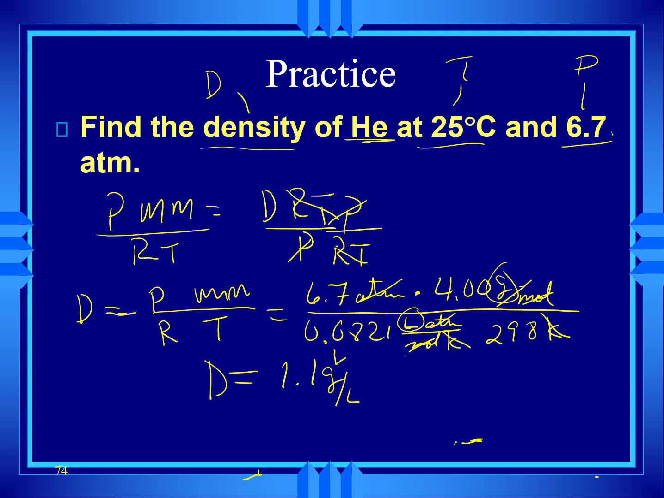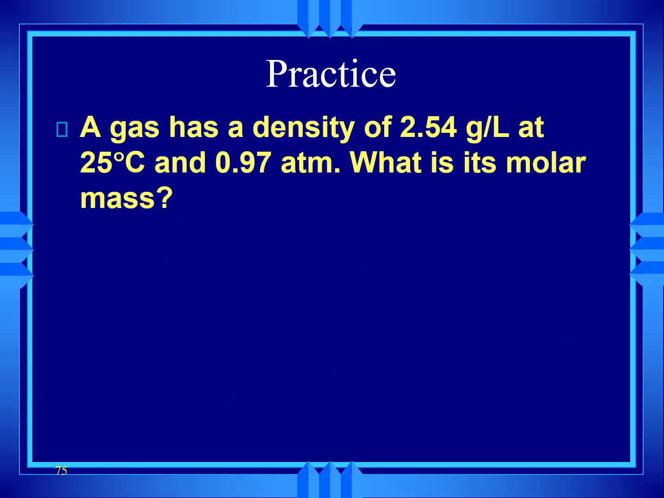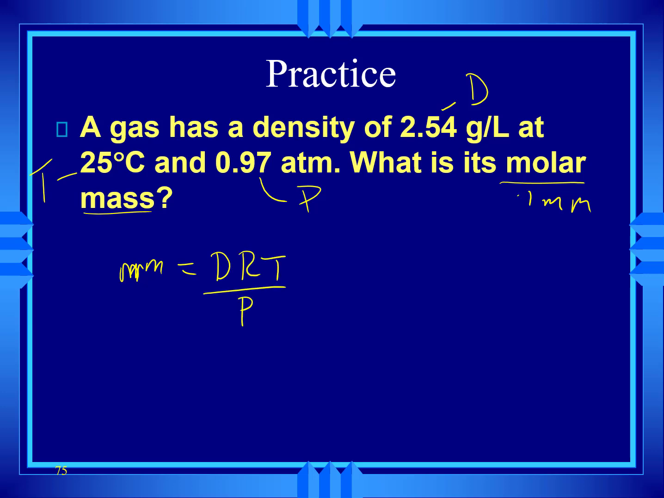And I can do it the other way, and that is the last example today. A gas has a density of 2.54 grams per liter, so that's a density. At 25 degrees Celsius, that's a temperature. 0.97 atmospheres, that's a pressure, and they want to know molar mass. The equation has those pieces, molar mass, let me write two M's there. Molar mass equals dRT over P.